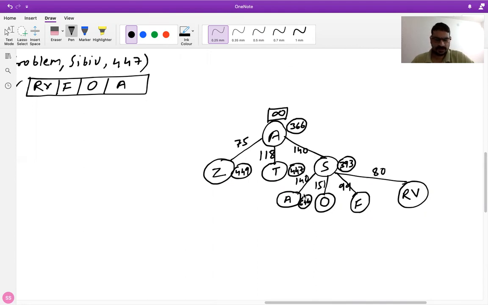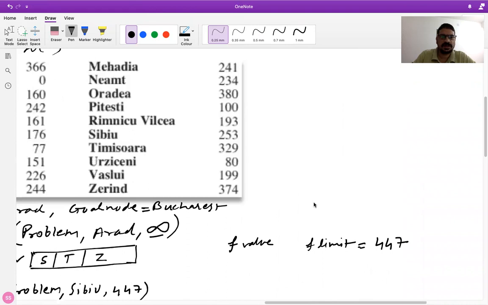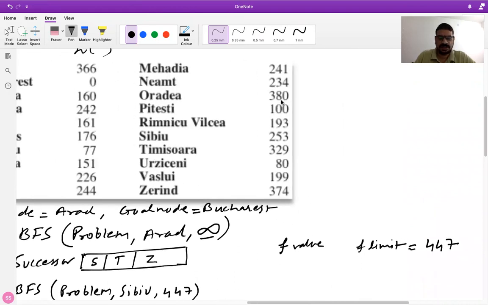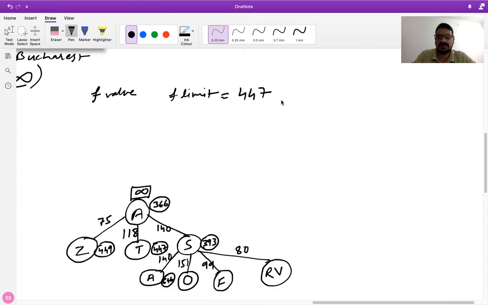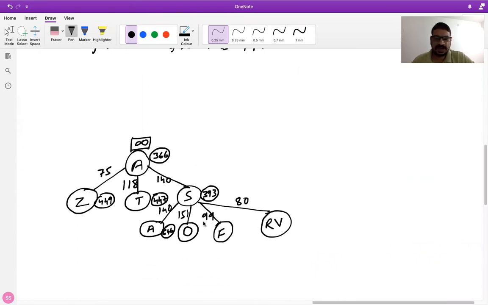Now for Oradea, what is it? 140 plus 151 is the path cost, the total path cost, plus the heuristic of Oradea, which is 380. I am getting 671. Is 671 larger or 393? Definitely 671 is larger. Now the next one is Fagaras.